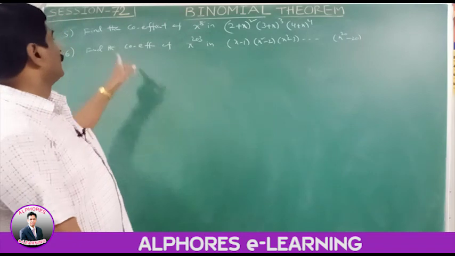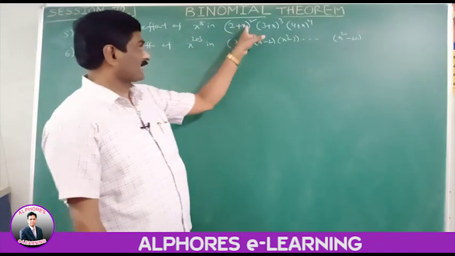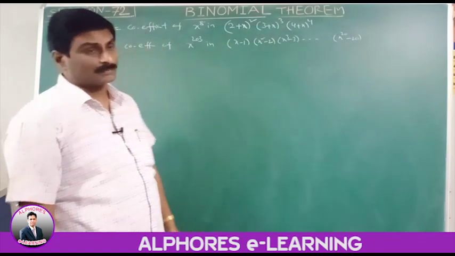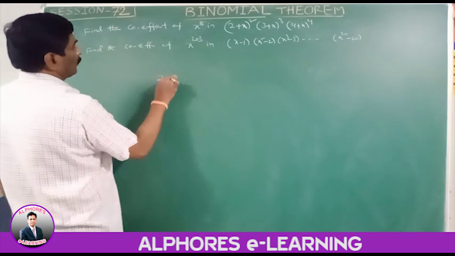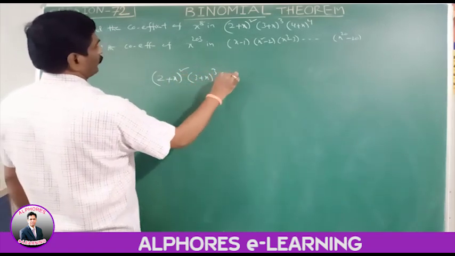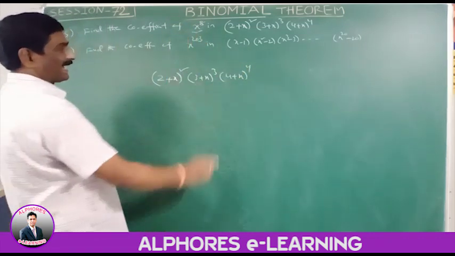Next, fifth one. Find the coefficient of x power 8 in the expansion of (2 plus x) whole square, (3 plus x) whole cube, (4 plus x) whole power 4. Now we find the coefficient of x power 8.